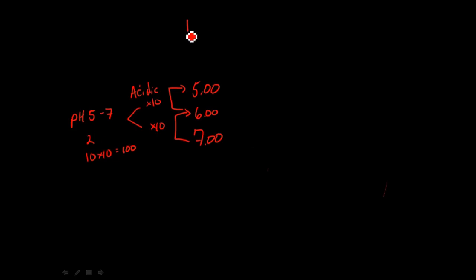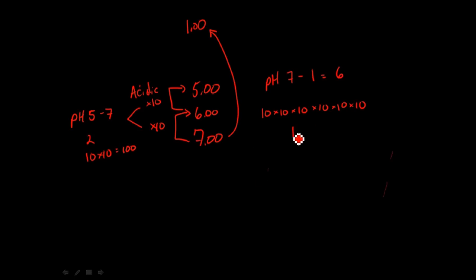Okay? If you want to take this to an extreme, what's the difference in pH between 7 and 1? Okay, pH 7 to 1. How many times more acidic is 1 than 7? Well, that's a difference of 6 pH units. 6 pH units means that you're taking a multiple of 10 6 times. So it's 10 times 10 times 10 times 10 times 10 times 10. All right, what is that? Well, like I said, it's 6 zeros. So it's 1 million times more acidic to go from 7 to 1.